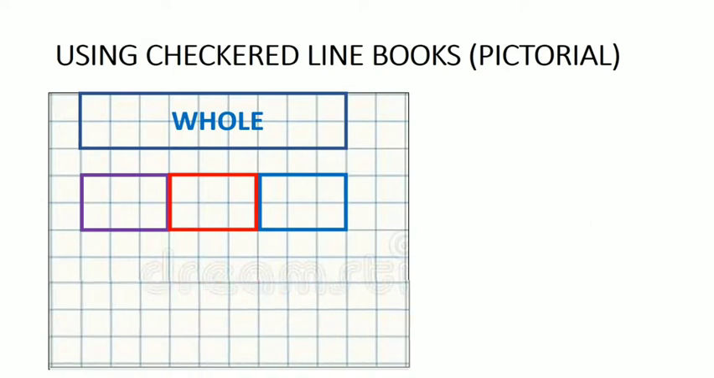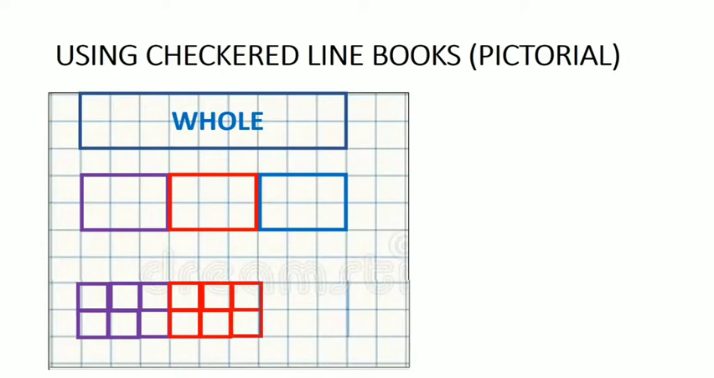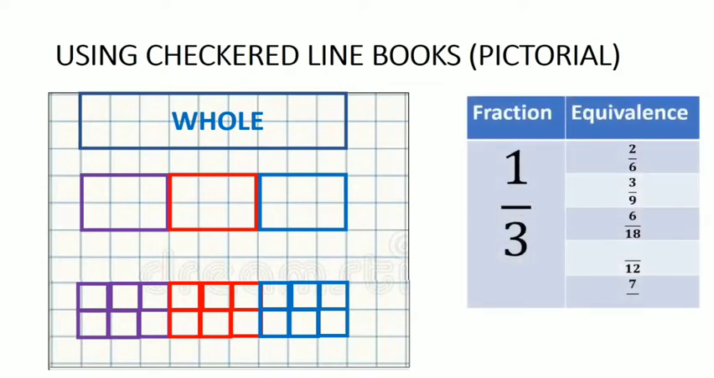Let us try dividing the purple section equally once again. Suppose I were to divide the purple section into 6 equal parts. If I did the same for the red section and the blue section, then I will have a total of 18 parts. So a third would be equivalent to 6/18. We can summarize as follows. A third is equal to 2/6 or 3/9 or 6/18.